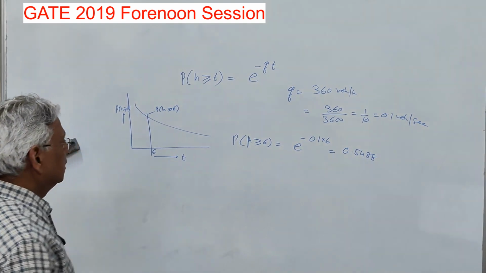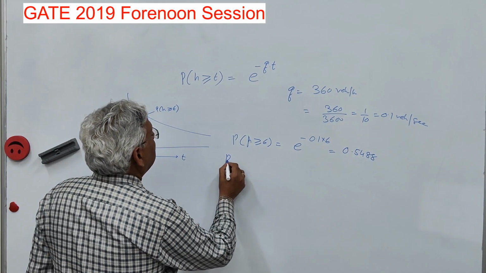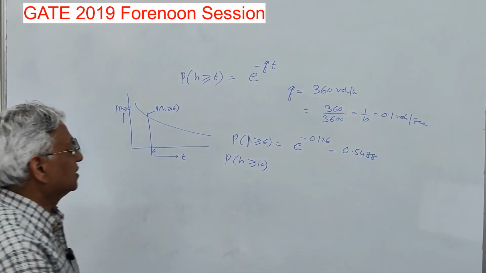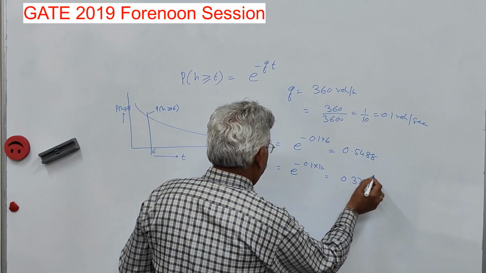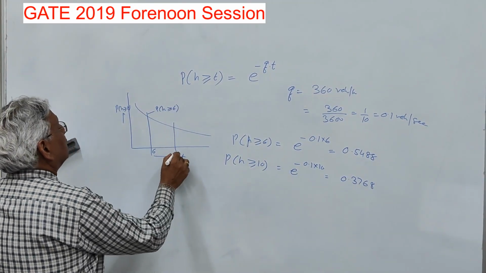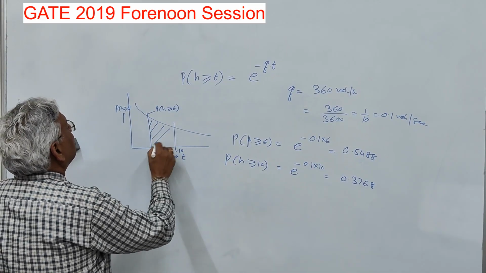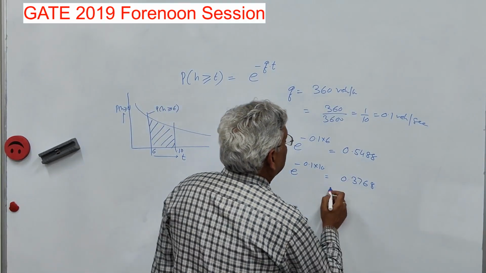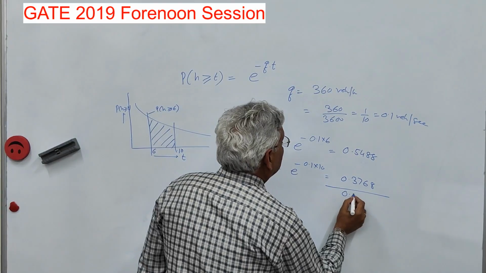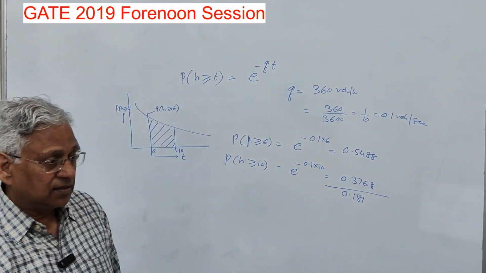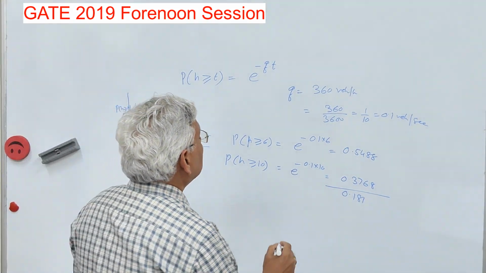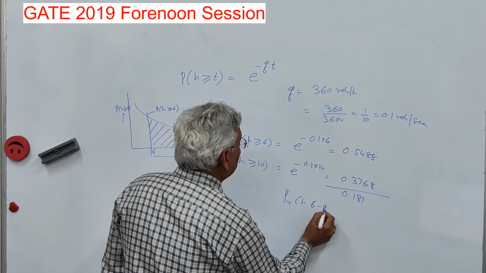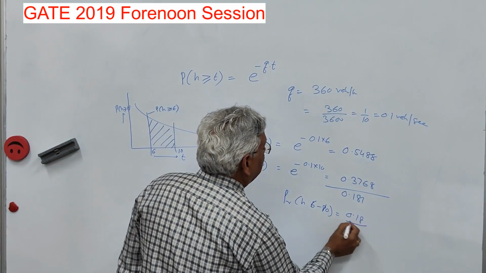0.5488. Similarly, the probability of headway being greater than or equal to 10 seconds is 0.3768. This is the probability at 10. What you need to know is this area here. Total area is 1. So this area will be this minus this, that is 0.181. And because it says rounded off to 2 decimal places, the probability of headway being 6 to 10 seconds will be 0.18. That is the answer.